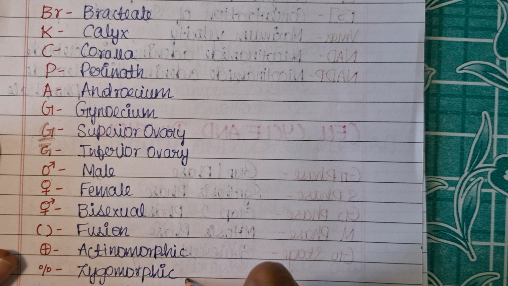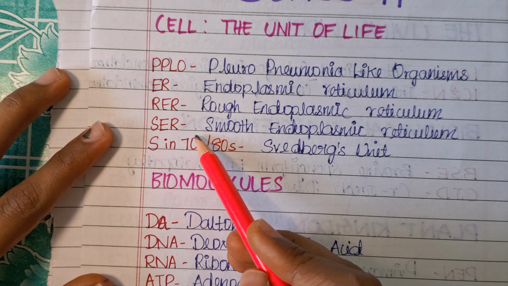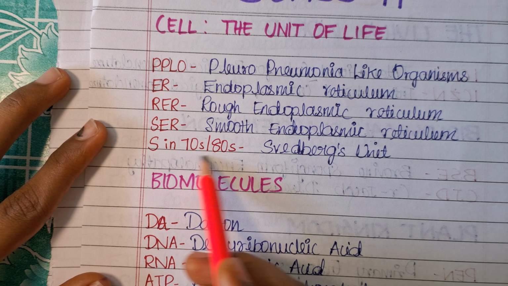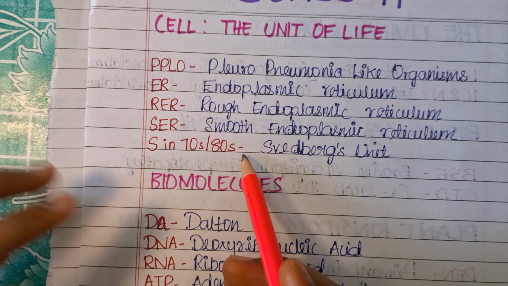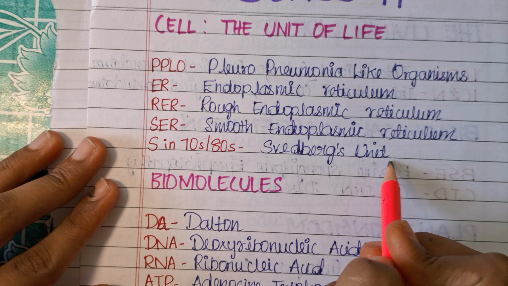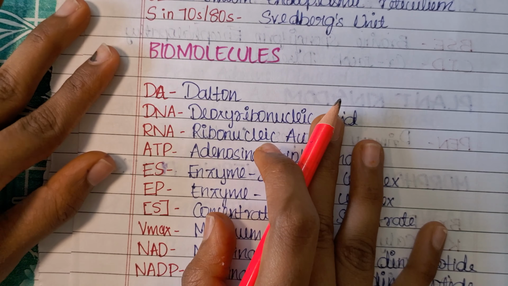The cell, the unit of life. The first will be PPLO, that is pleuropneumonia-like organisms. ER, endoplasmic reticulum. RER, rough endoplasmic reticulum. SER, smooth endoplasmic reticulum. S in 70S and 80S, because the ribosomes will differ. In some organisms it will be 70S and in some organisms it will be 80S. What does this S denote? Svedberg's unit. That is your unit.